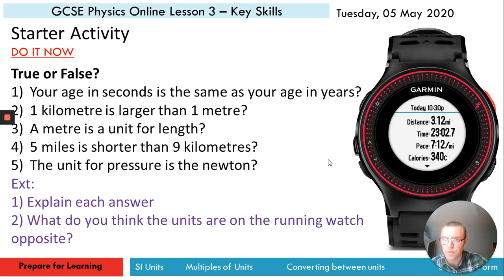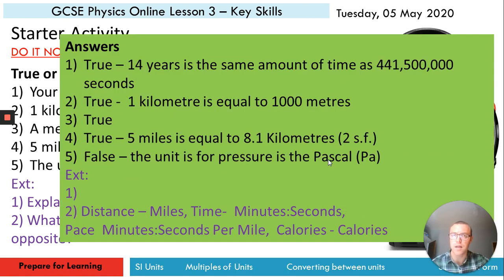So 5 miles is shorter than 9 kilometers. It is, it's 8.1 kilometers. And question five was false. The unit for pressure is the Pascal. Don't worry if you didn't know them, but if you did, well done. Give yourself a pat on the back.